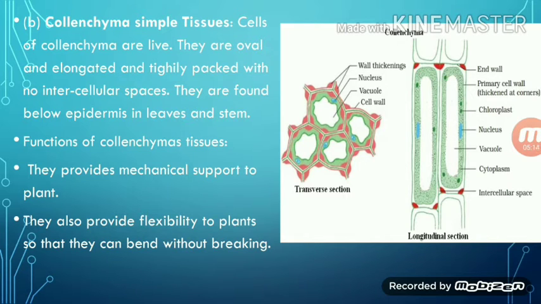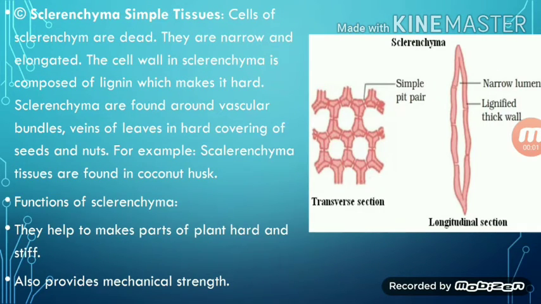During a cyclone and wind blowing time, the plants bend a little without breaking. This is because of the collenchyma simple tissue, and it maintains the flexibility of a plant. Next type of tissue, the sclerenchyma simple tissue.